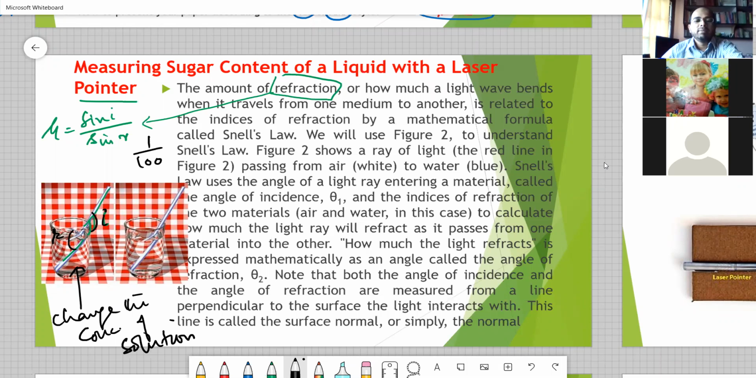In such cases, the mathematical formula is Snell's law. That is Snell's law. We will use figure 2 to understand Snell's law. It shows a ray of light. You can read it later.